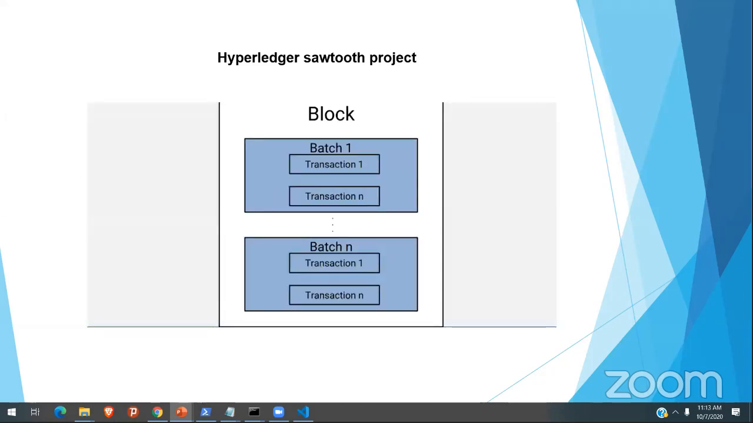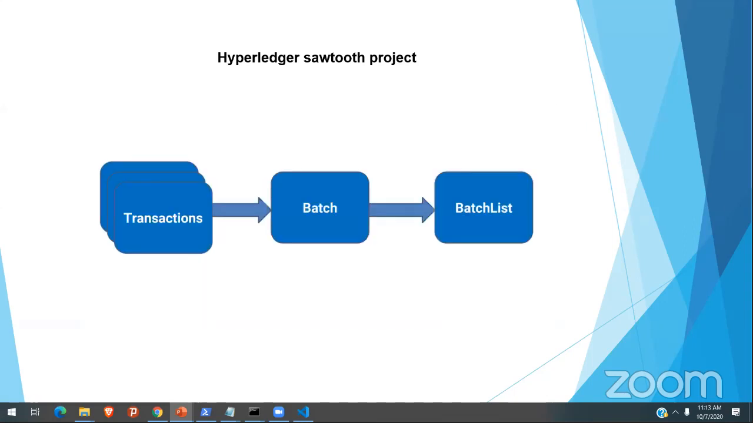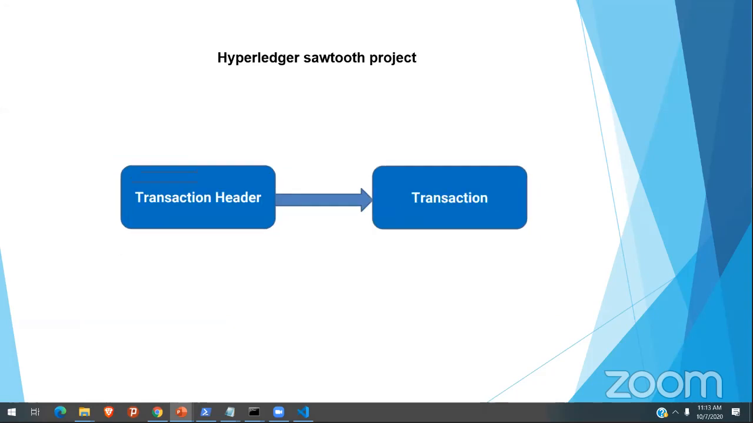Okay, so inside a block, we will be having batches. As I said, each batch will be having multiple transactions. I'll just go to the text code editor and show you afterwards how that transaction is bundled in a batch. This block will be having different batches. Each batch will be having different transactions, and this batch list will be sent to the transaction processors via REST API. Transactions bundled into batches, batch list will be sent.